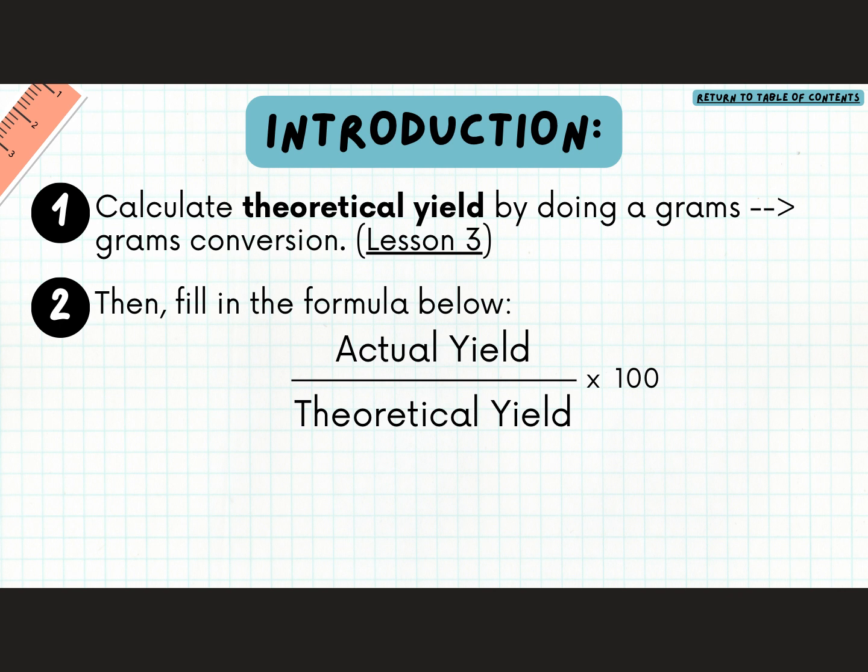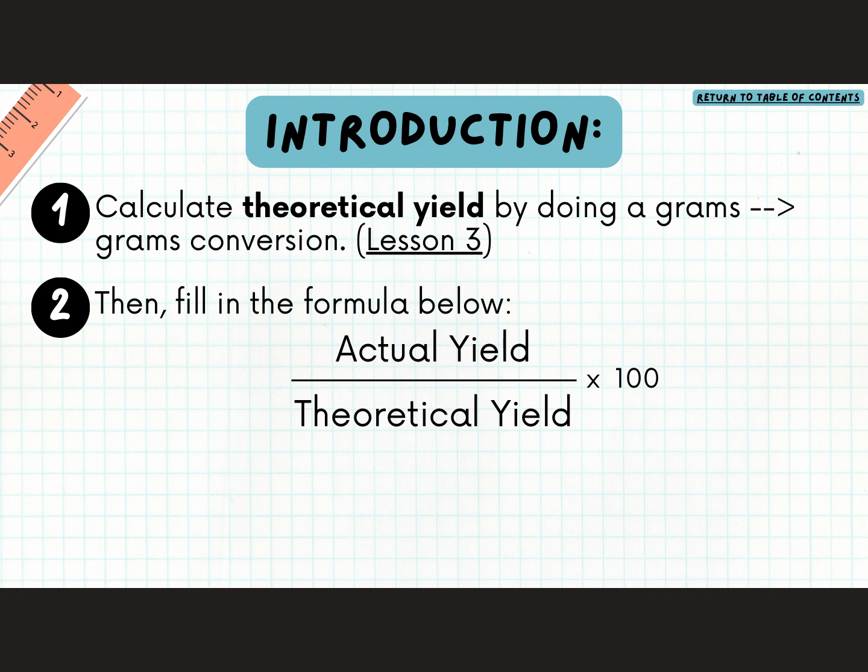So the theoretical yield is something that you're going to be finding, and what it says is calculate theoretical yield by doing a grams to grams conversion. And that is lesson 3. So if you don't know what a grams to grams or a multi-step conversion is, go back and watch lesson 3. Once you find your answer, your grams, that will be your theoretical yield, then you'll fill in the formula below.